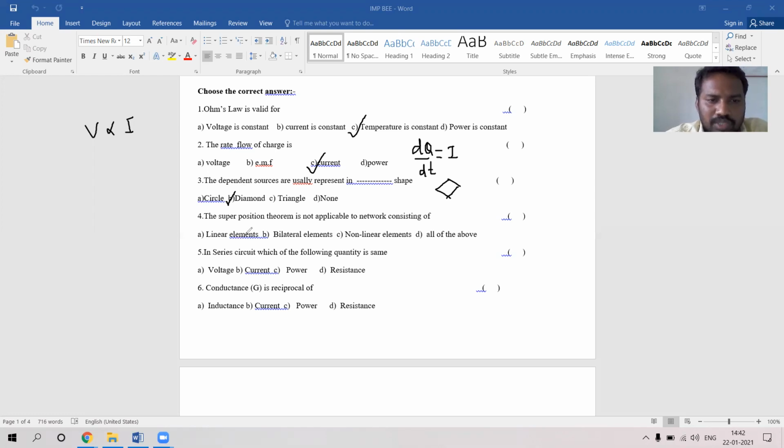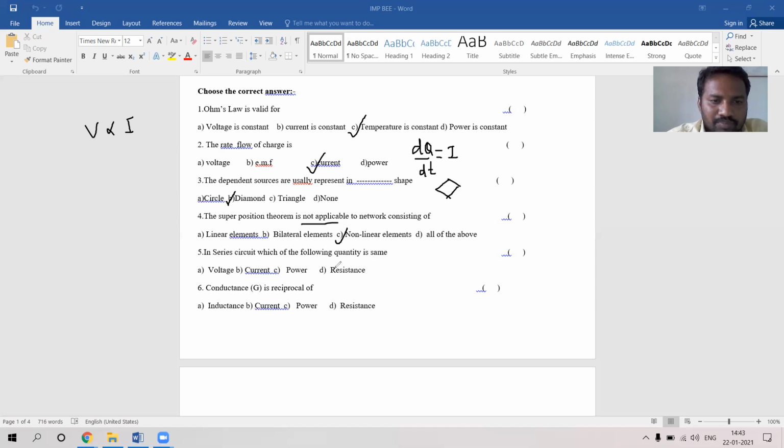Coming to the fourth question, the superposition theorem is not applicable to network consisting of dash. We know that superposition theorem is applicable for linear bilateral network. So linear is applicable, bilateral is applicable. In the question they asked not applicable, so it is non-linear elements. The answer will be non-linear.